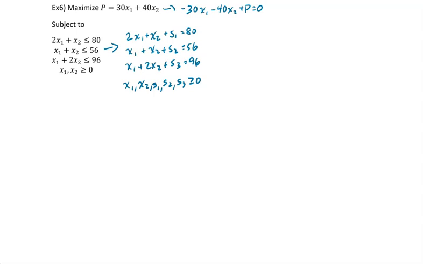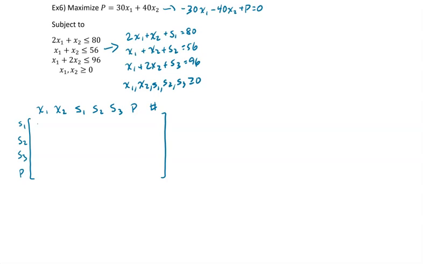Okay, so our tableau is going to be a little bit bigger this time. So we are going to have x1, x2, s1, s2, and s3, p, and then our number. And this time, all of our slack variables are going to go over on that left-hand side. All right, let's go ahead and start filling them in.